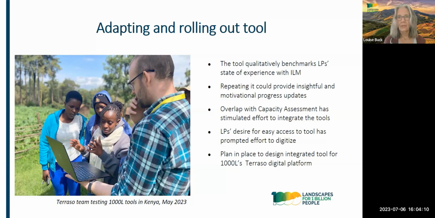Landscape partnerships are looking for easy access to the tool. And so that has prompted us to digitize the tool with one of our other design teams that we call Tarasso. Tarasso design team is in the business, within 1,000L, of digitizing tools and services. So on our agenda coming up in the next quarter is to actually get this designed integrated tool up onto the Tarasso digital platform. Next slide, please.